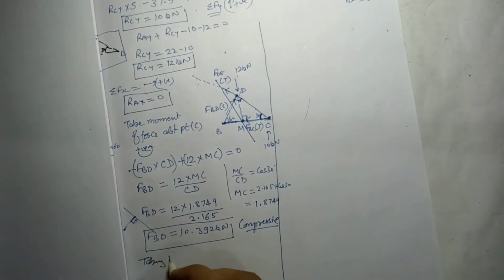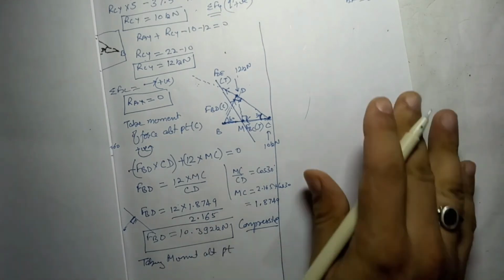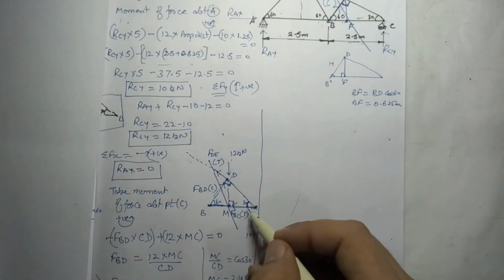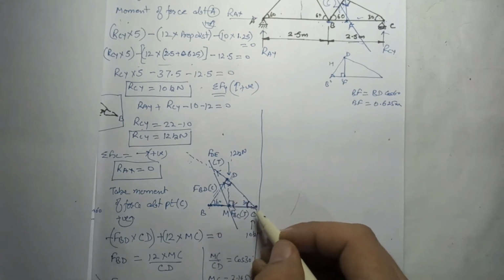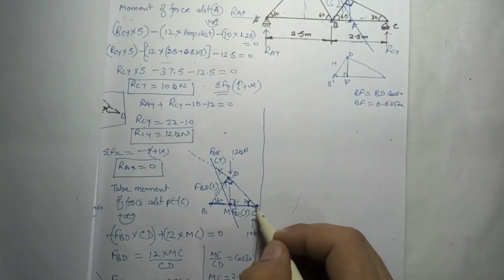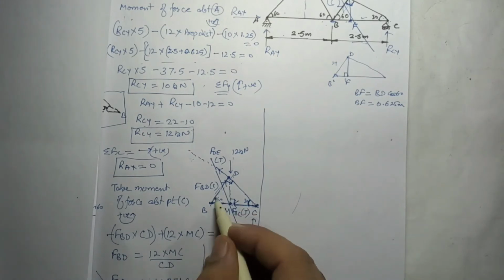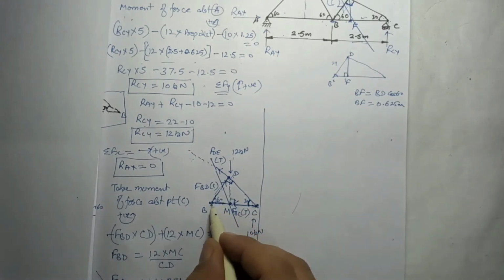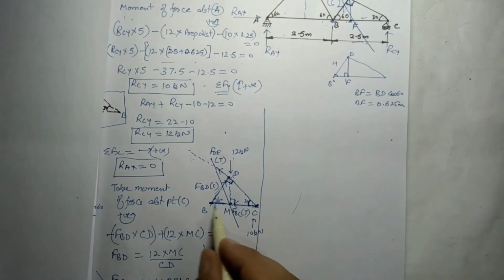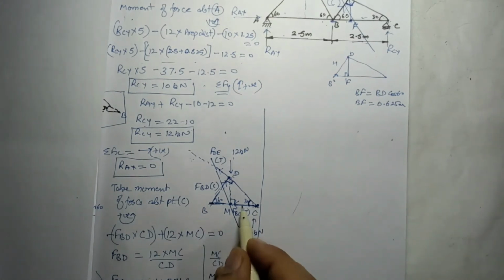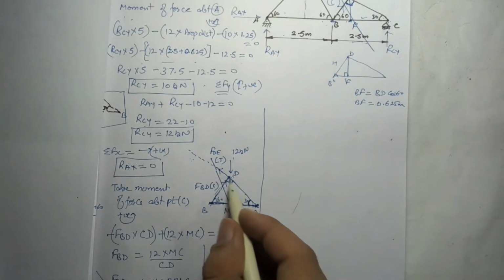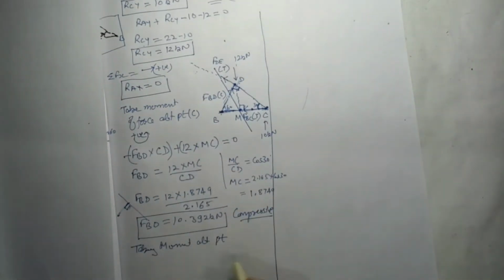Now taking moment about a point, we will see which point we can take. We can take B, D, or C. When we take the moment about point C, we get the value of FBD. Now we will take the moment about point B. When you take moment about point B, FBC will be 0, and we can very easily find out the value of FDE, right? So let's see.